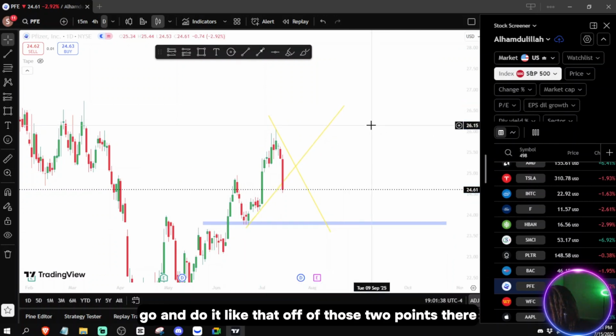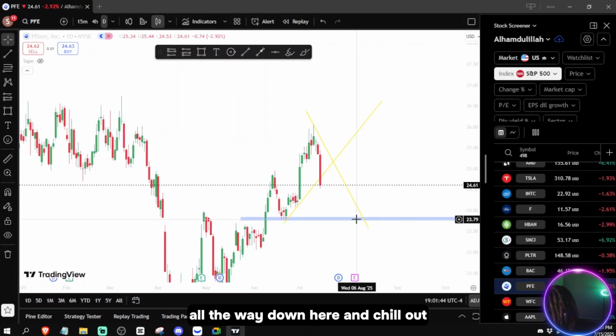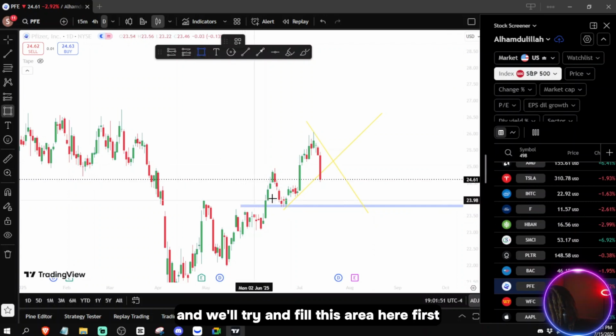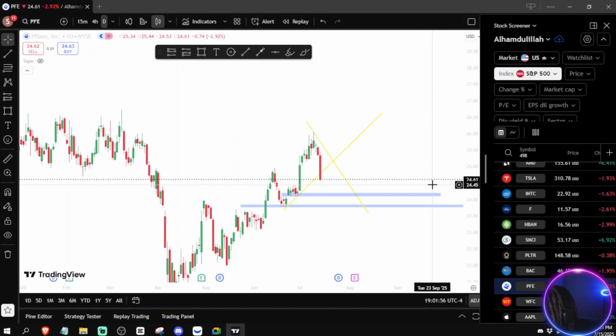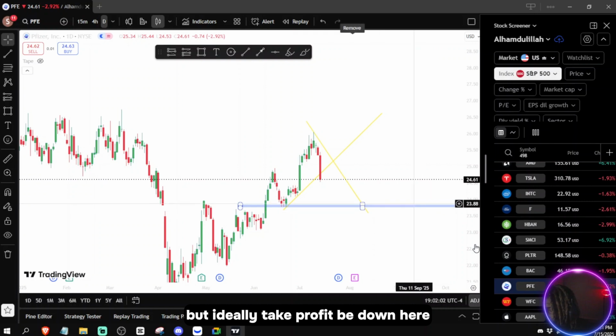Go ahead and do it like that. Off of those two points there, the trend line got broken. And I do believe we want to go ahead and fill the support all the way down here, inshallah. Either that or we'll go ahead and try and fill this area here first. Okay, straight down. Ideally, take profit would be down here.